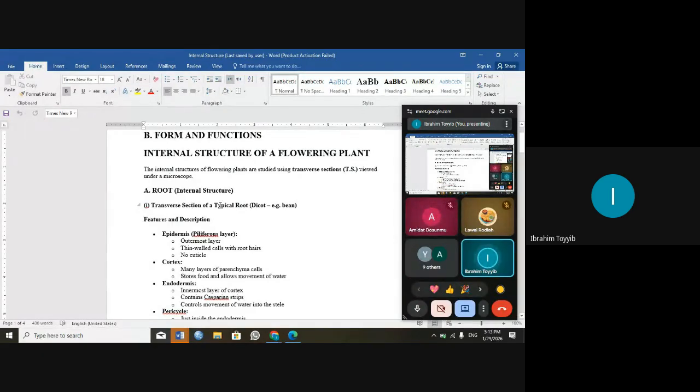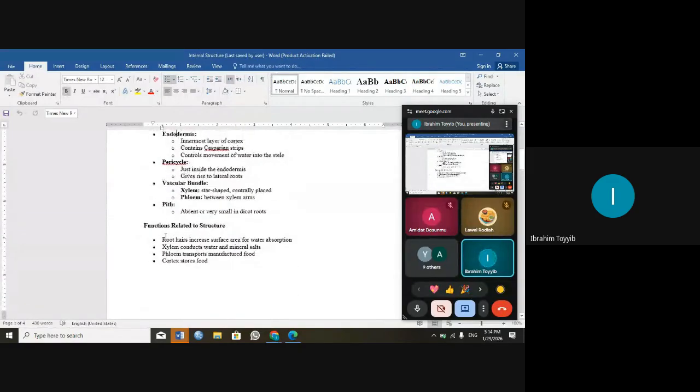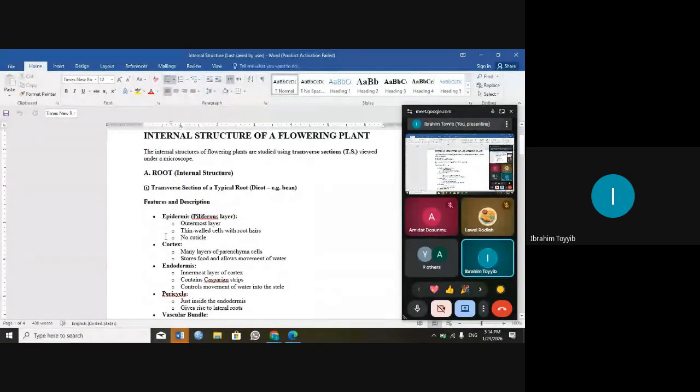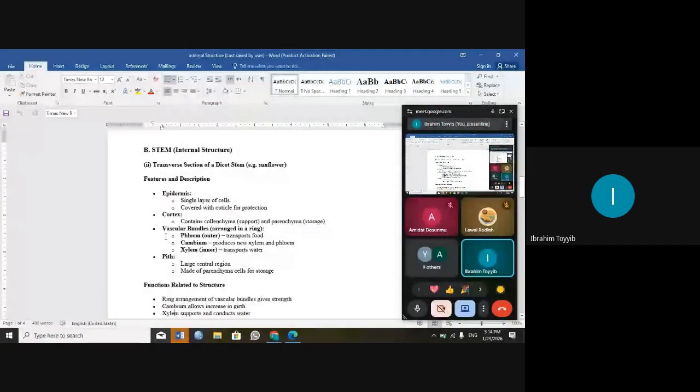Now, transverse section of a typical root. This root will be a monocotyledonous root, shortened to monocot, while dicotyledonous is shortened to dicot. So a typical dicot root will contain the following. We have dicot root and monocot root. We also have dicot stem and monocot stem.